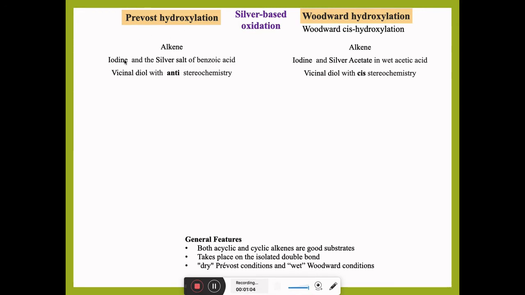and in Prevost reaction we use iodine and the silver salt of benzoic acid. While in case of Woodward, the iodine is same, but the silver salt of acetate, or silver acetate, we will use in wet condition, or in presence of water molecule. So here the condition of the reaction in Prevost hydroxylation is dry, and the condition in Woodward hydroxylation involves the water molecule.